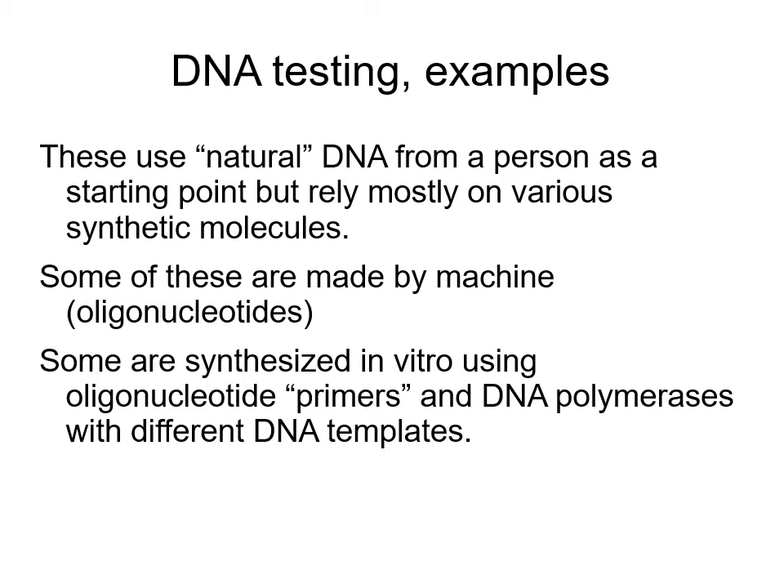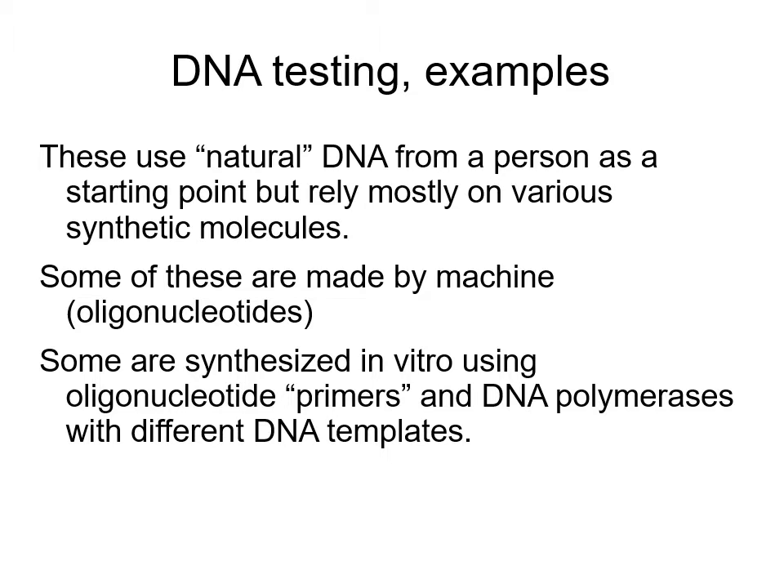Okay, good morning. Today we're going to talk about some examples of DNA testing. As a preliminary, I would like to remind you it's going to rely on the same natural DNA molecules that we acquire from a person, as well as those that are made by machines. Oligonucleotides is a general term. Some of this is going to involve PCR, but other examples are going to require specific oligonucleotides that are intended to detect the actual mutation that we're looking for.